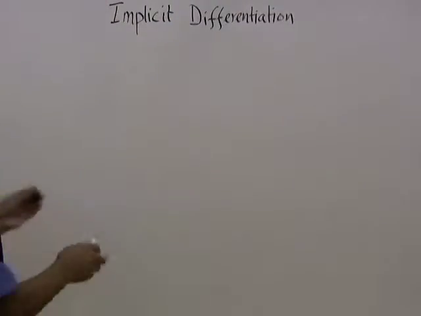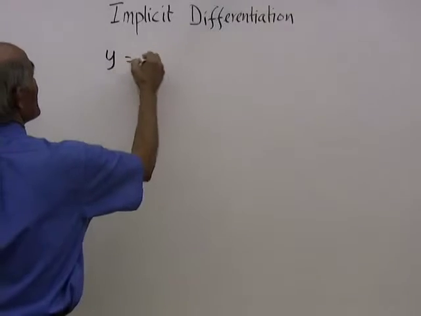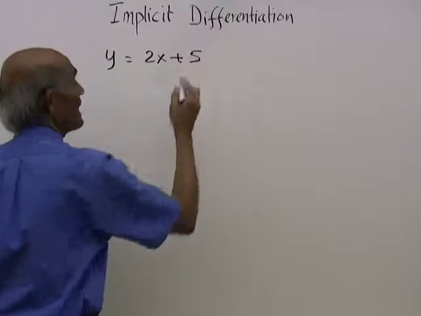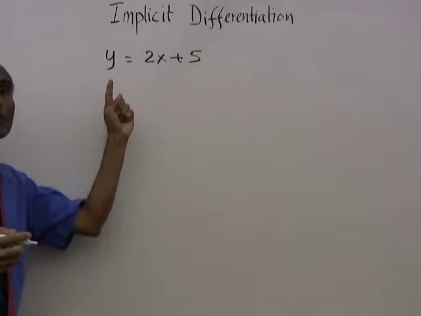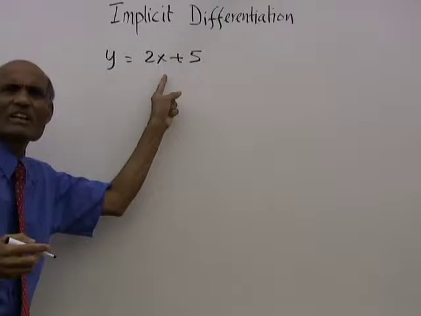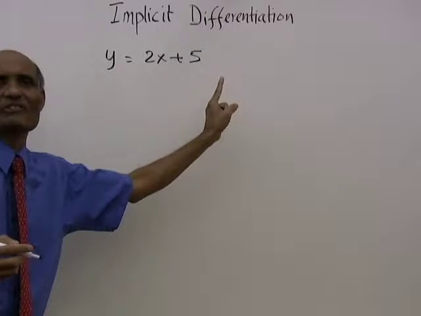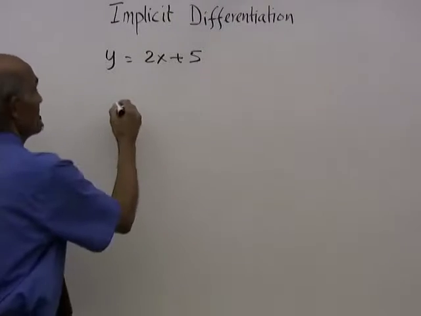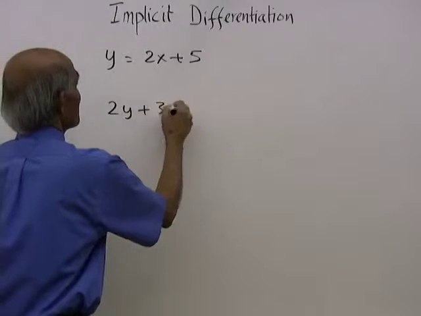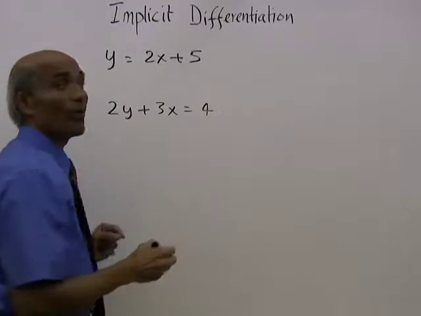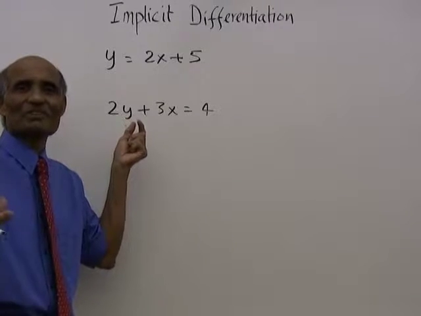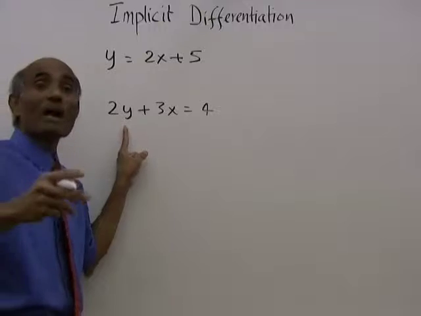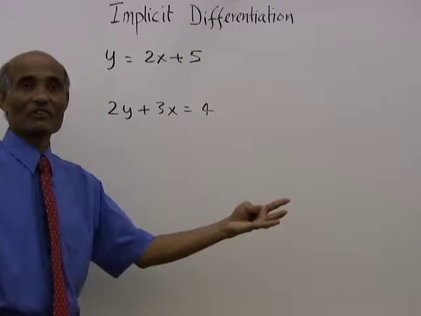Well, if you look here, y equal to 2x plus 5 is an explicit expression. In other words, y is explicitly defined as a function of x. But suppose I write 2y plus 3x equal to 4. Here, y is not explicitly defined as a function, but it is implied that y is a function of x.